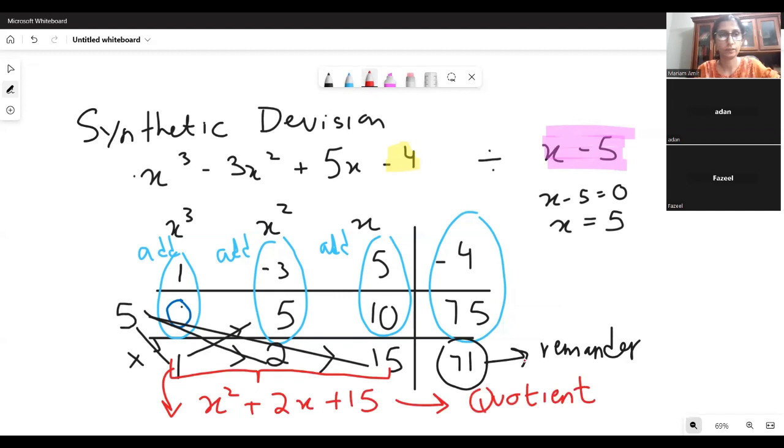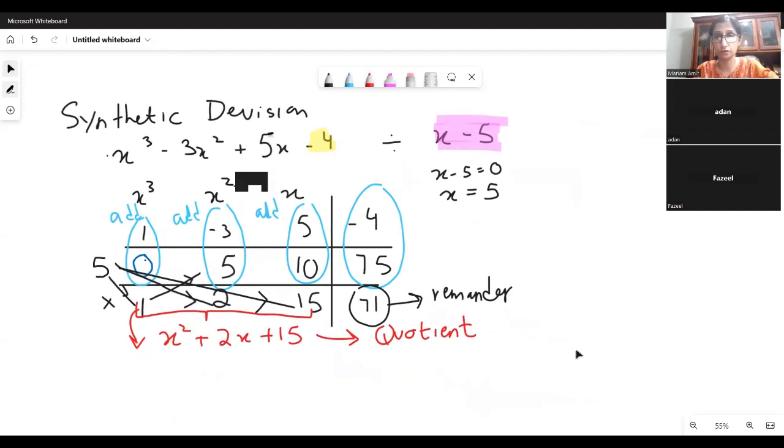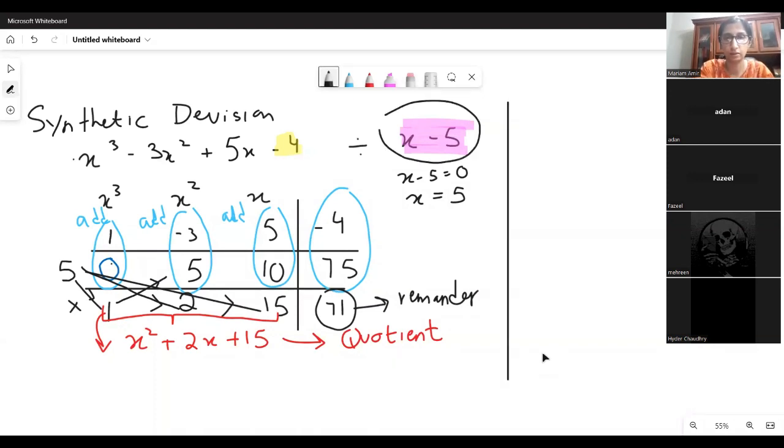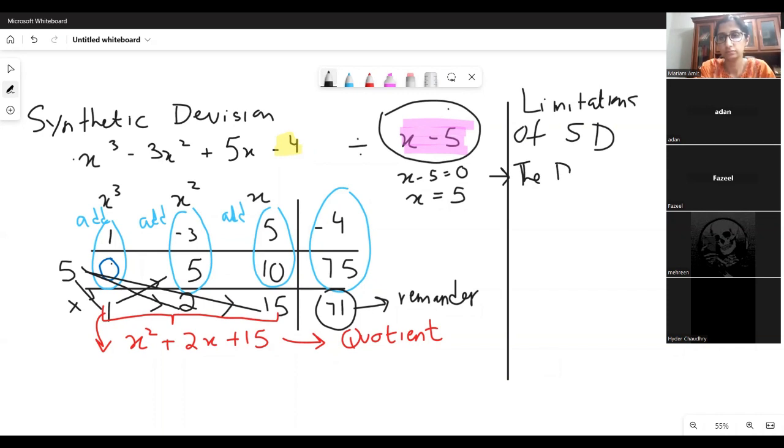Okay. अब synthetic division की कुछ limitations होती हैं. What are those limitations? एक तो this must always be linear. Limitations of synthetic division: the divisor must be linear.